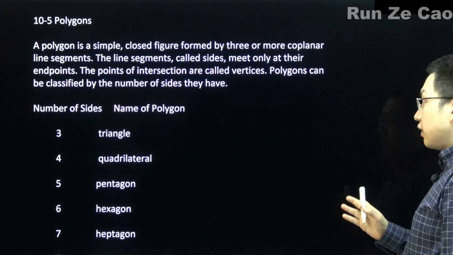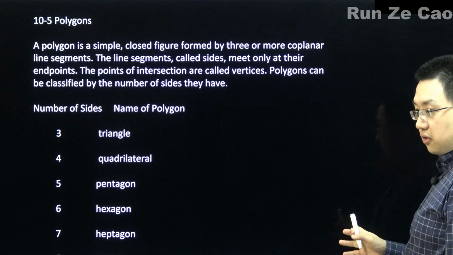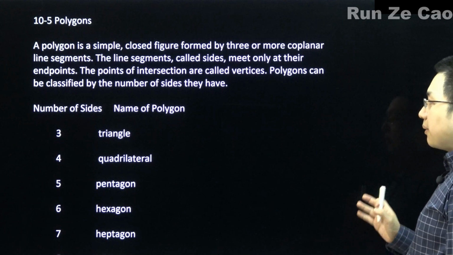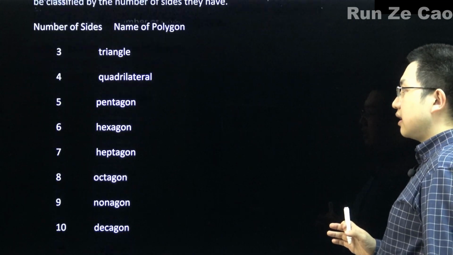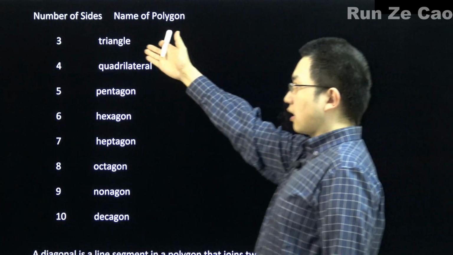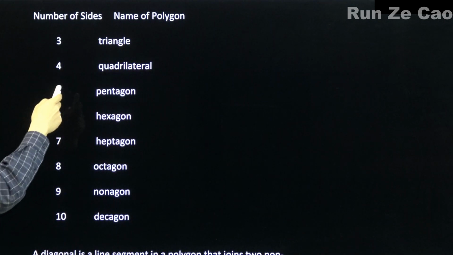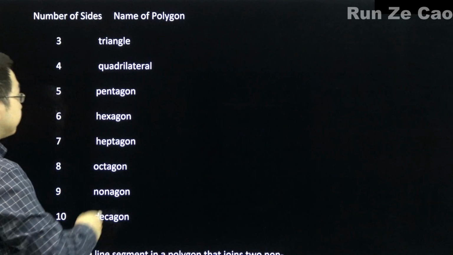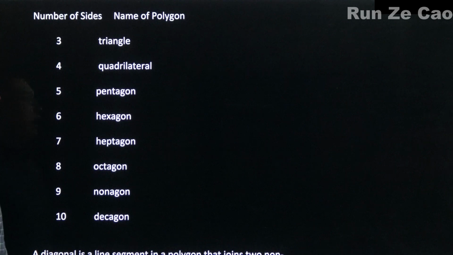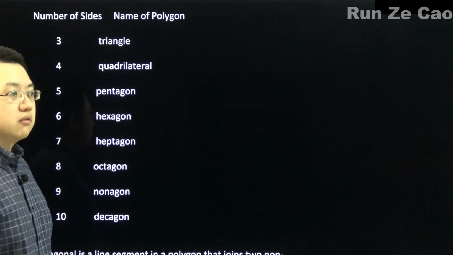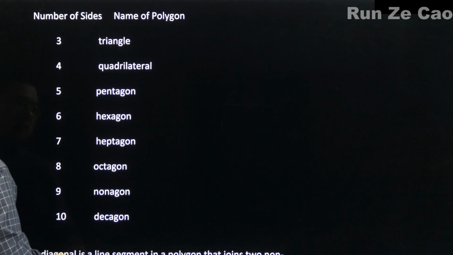The line segments in a polygon are called sides, and they meet only at their endpoints. These points of intersection, these endpoints of the line segments, are called vertices. Polygons can be classified by the number of sides they have, and at 3 sides you have a triangle, 3 angles. That's the etymology. A quadrilateral is from 4 sides. It literally means 4 sides.